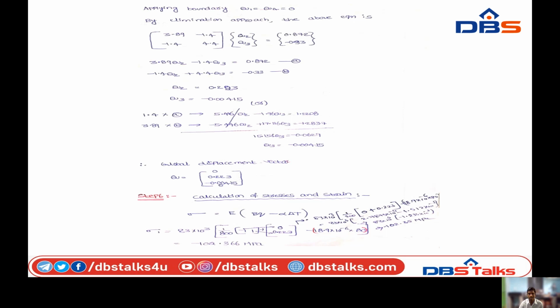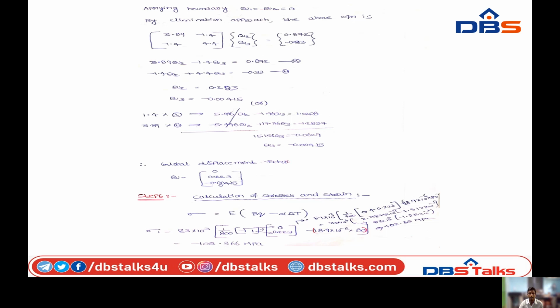For finding stresses and strains, the formula for finding stresses for a stepped bar is: stress is denoted by sigma. Sigma equal to E into B into Q minus alpha delta T. E is the Young's modulus. B is 1 by length into minus 1, 1. Q is the nodal displacement. Alpha is the thermal expansion coefficient. Delta T is the temperature change.